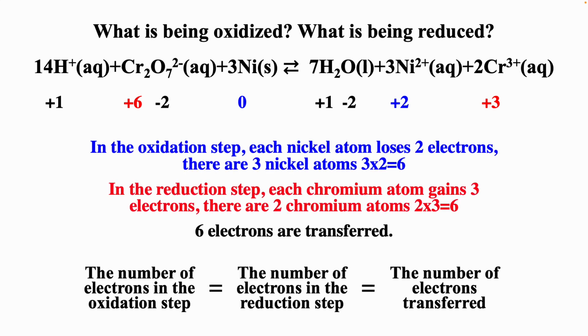Now, in terms of how many electrons are being transferred, in our oxidation step, we had a transfer of 2 electrons per nickel. We have 3 nickels, so 2 times 3 gives us 6 electrons in the oxidation half reaction. In the reduction half reaction, we have chromium going from +6 to +3, so that's 3 electrons. We have 2 chromiums, and so that's 6 electrons. So the number of electrons in the oxidation half reaction equals the number of electrons in the reduction half reaction equals the number of electrons being transferred.